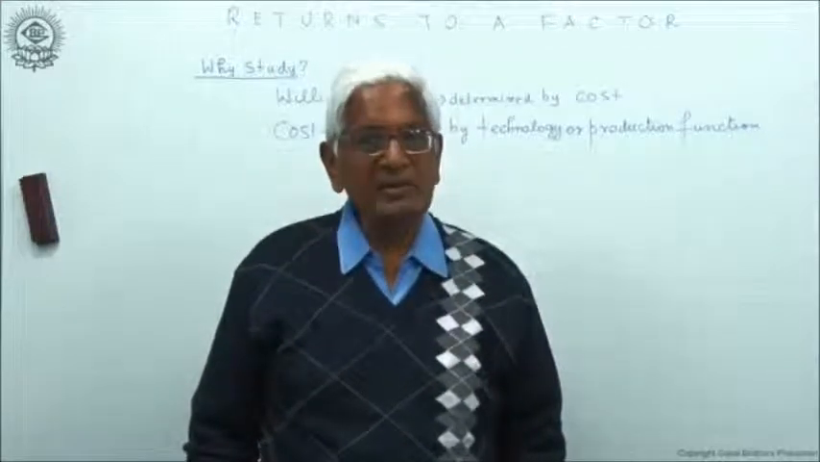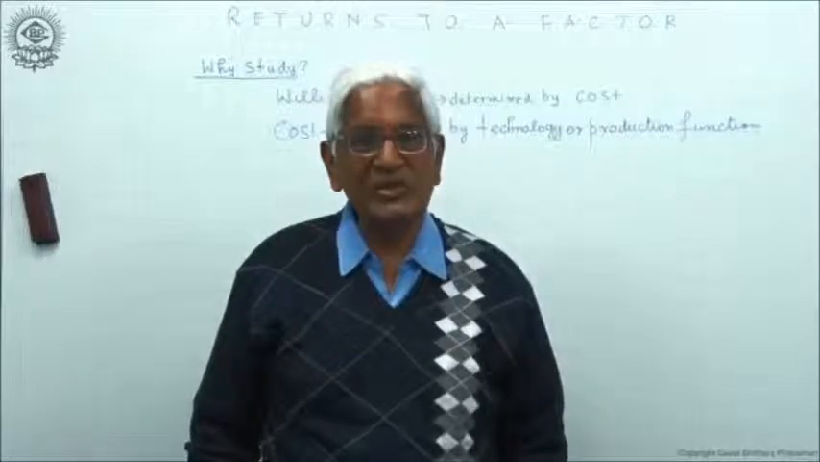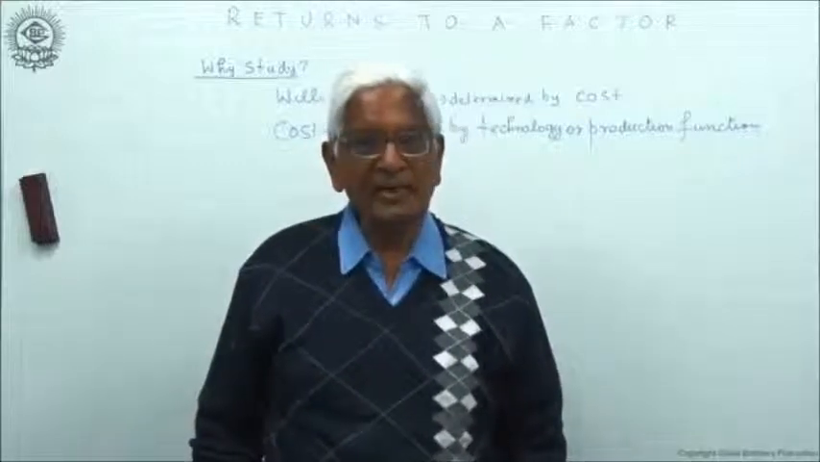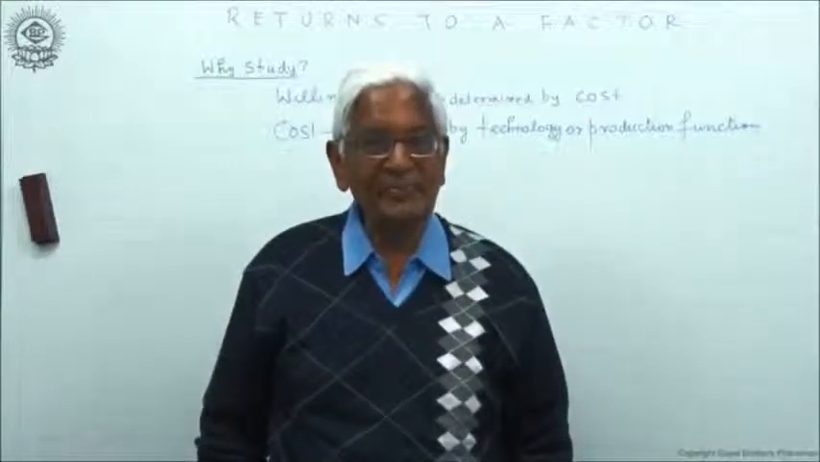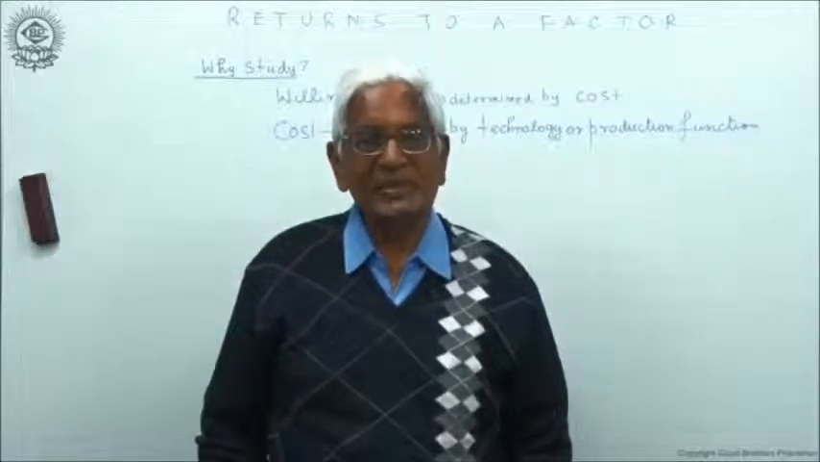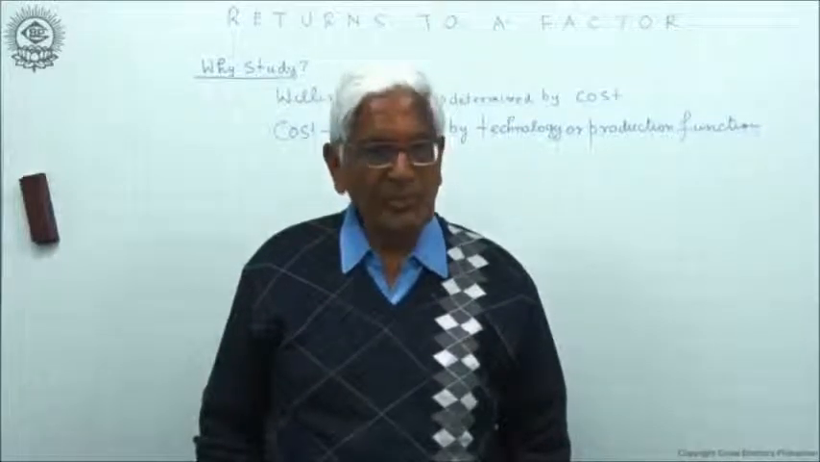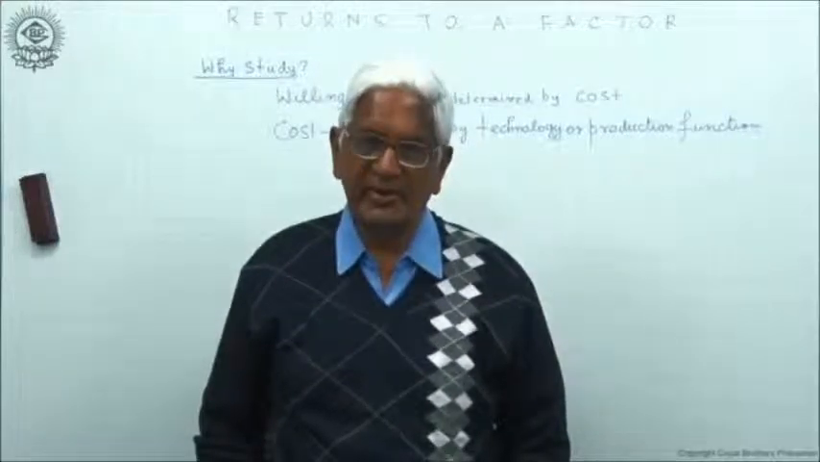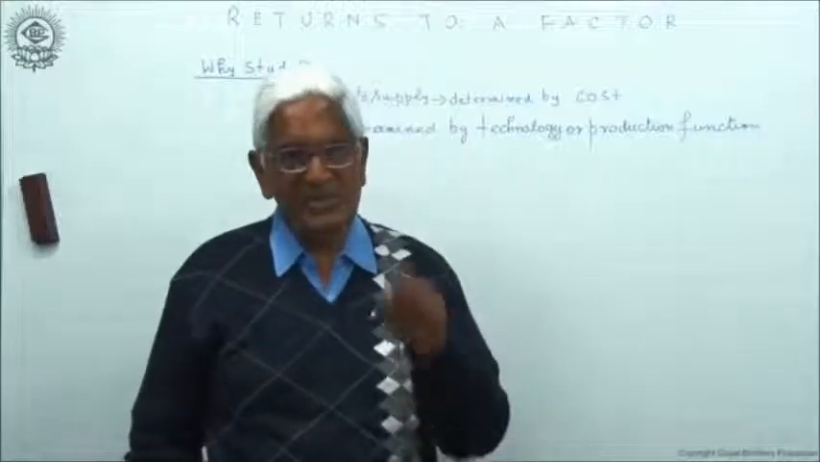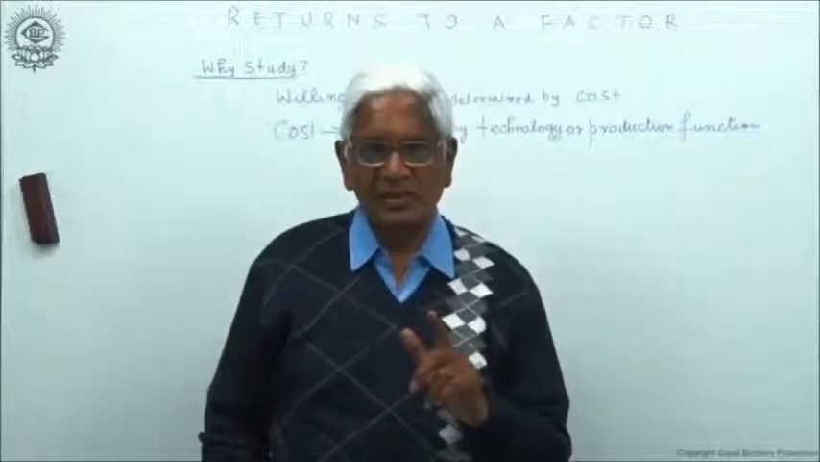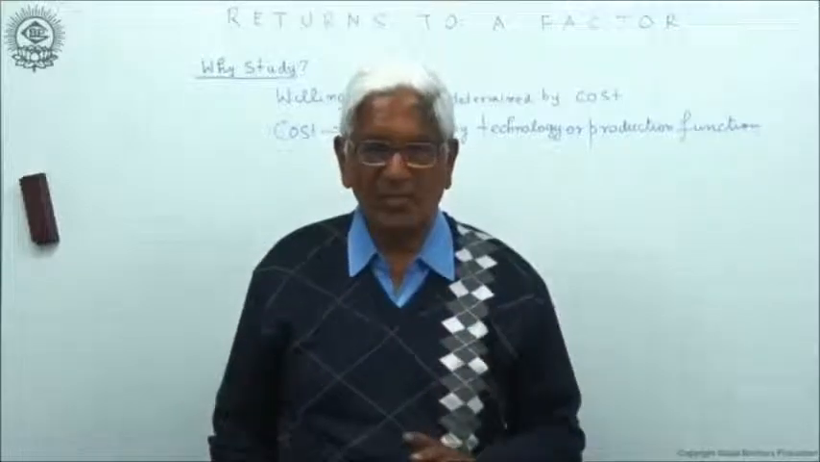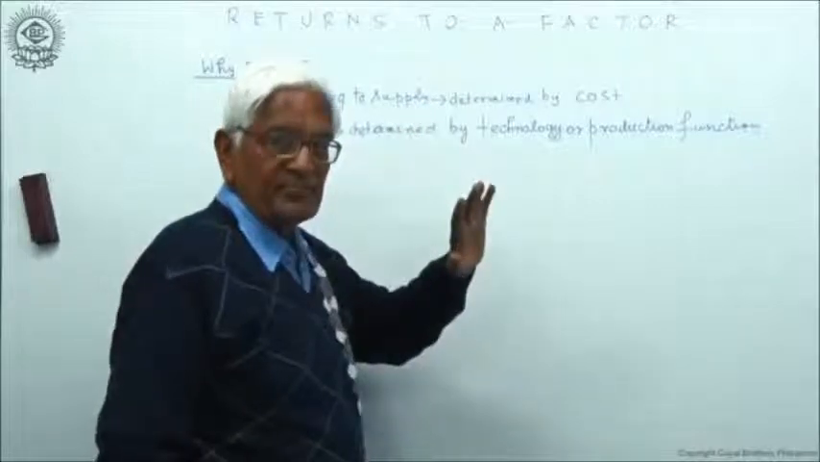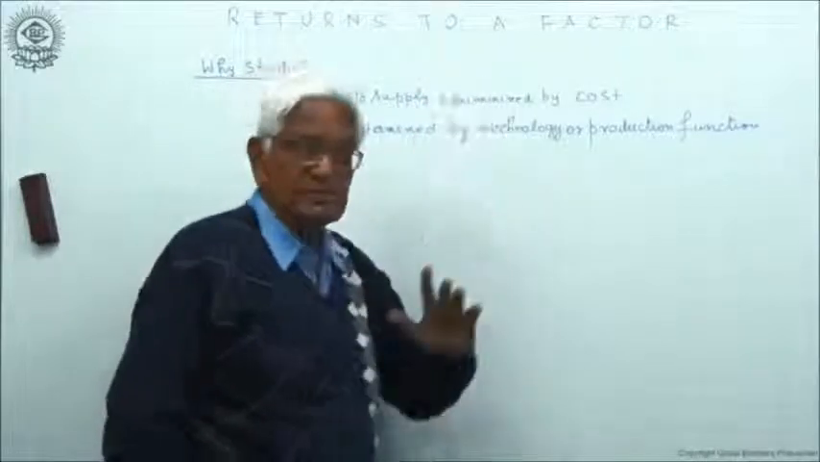The price at which the producer will be willing to sell is determined by the cost incurred by him. The minimum price at which he is willing to sell would be the cost of producing the commodity, because his immediate objective is to recover the cost. So how much producer will be willing to supply at what price is determined by cost.